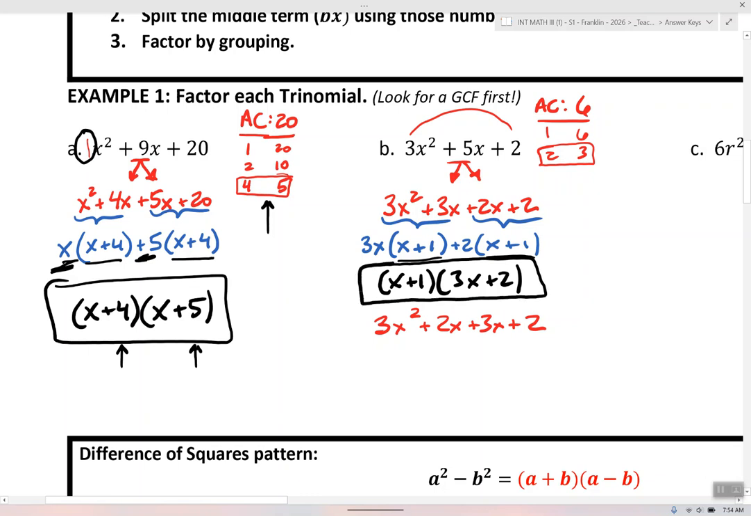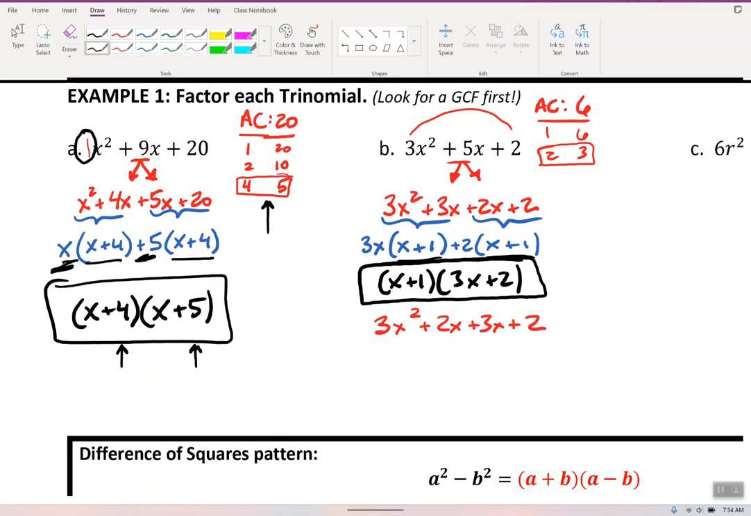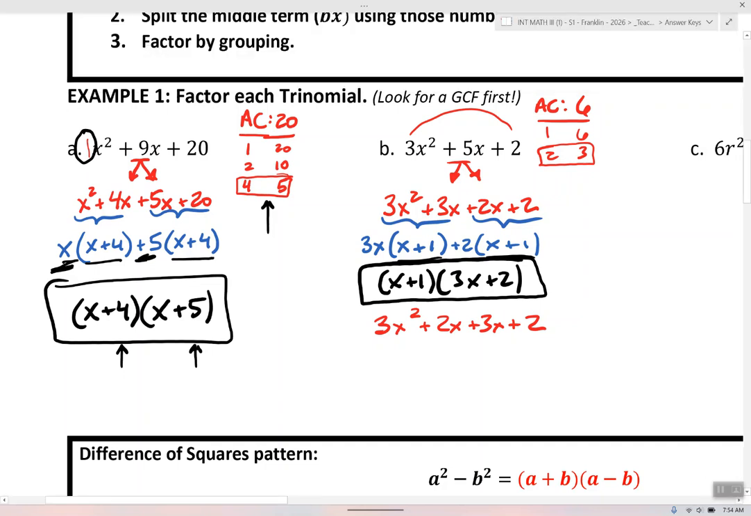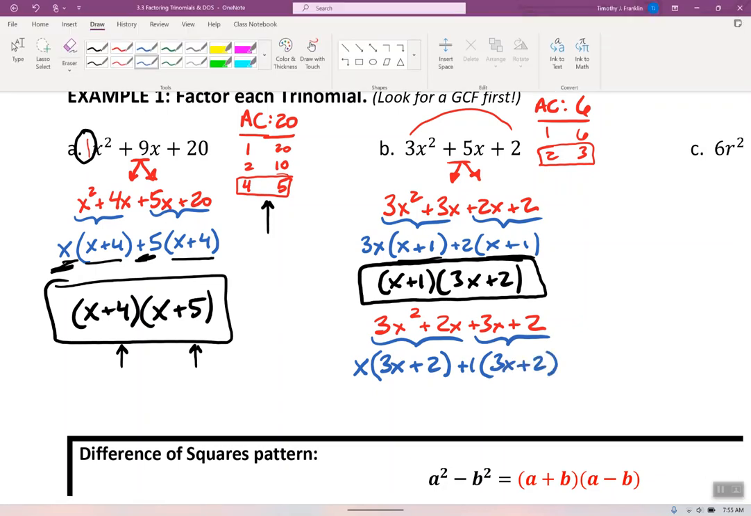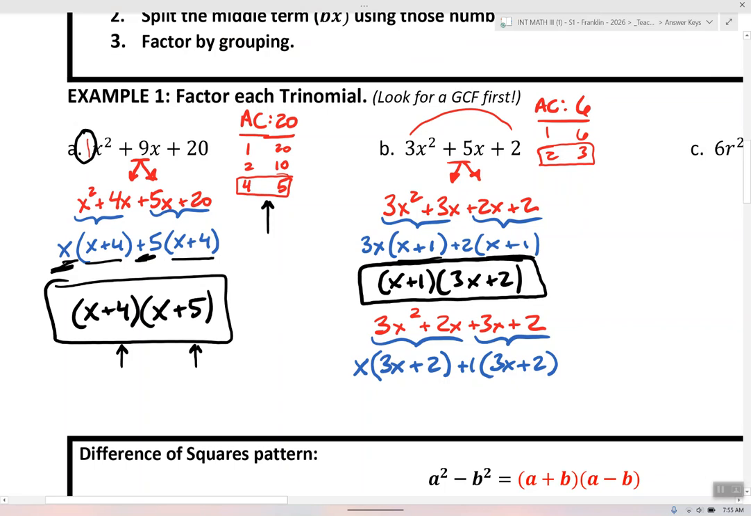I could have written the 3x plus 2 first. Either way is fine. Now, just to show you that we'll get the same answer no matter which way we write those two middle terms, from the bottom polynomial here, I can just take out an x from this first set, which gives me the 3x plus 2. And I can take out a 1 from the second set, leaving 3x plus 2. And so all it changes is the order that my factors show up in. Here, the thing in common in the parentheses is 3x plus 2. The leftovers are my x plus 1, but it's the same two factors that I get here.